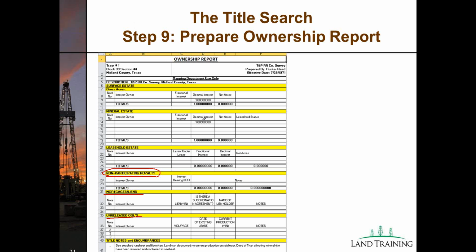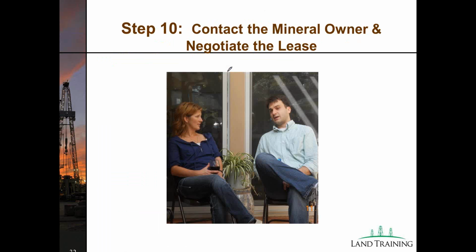And it's going to help you because you're going to know the exact ownership. Remember, you're doing a bunch of these, so it's real easy to get them all confused. So like this is just for Section 39, Tract 1. Maybe there was a Tract 2, a Tract 3. You're going to have a whole bunch of different ownership reports, and this just helps you to keep track of it.